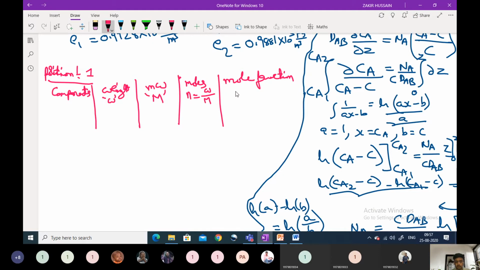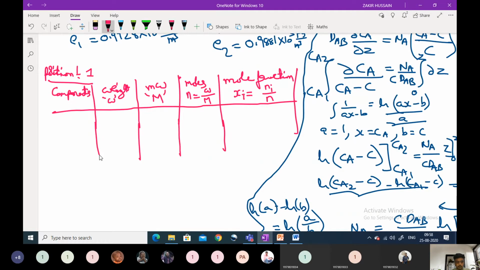Then mole fraction. It is denoted by X. Xi is nothing but individual moles Ni by total moles N. So Xi is equal to Ni by N, where N means total moles and Ni is the individual moles. So these are the formulas. Just simple steps, the basics. If you draw this table, it will be very easy to find out the required parameters.